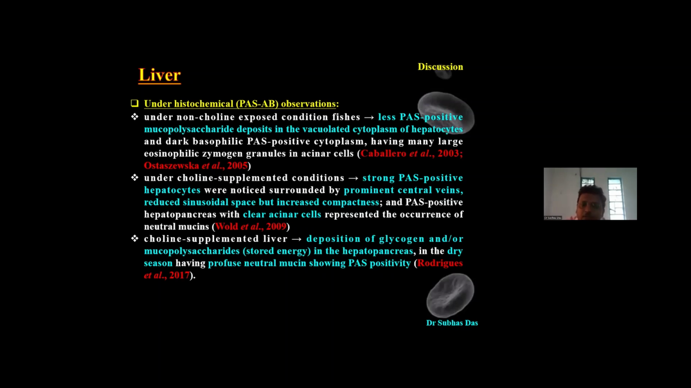Under choline-supplemented conditions, strongly PAS-positive hepatocytes were noticed, surrounded by predominant central veins, reduced sinusoidal space, but increased compactness. This mainly happens under the exposure to choline. The choline-supplemented liver indicates deposition of glycogen, and not mucopolysaccharides, in the hepatocytes.